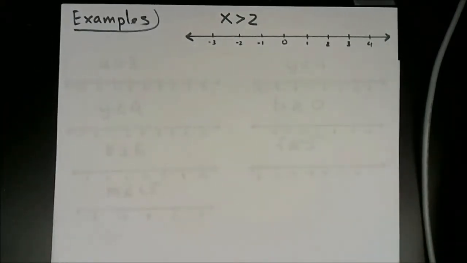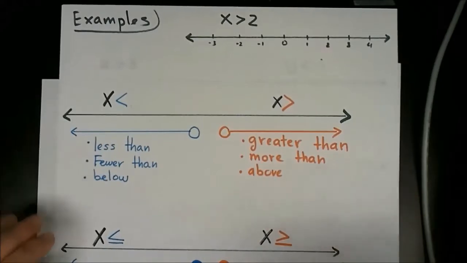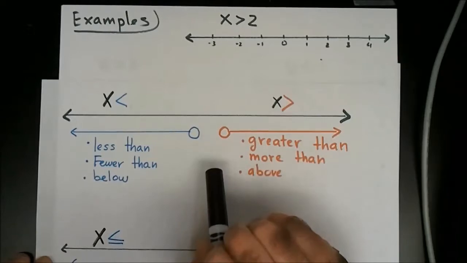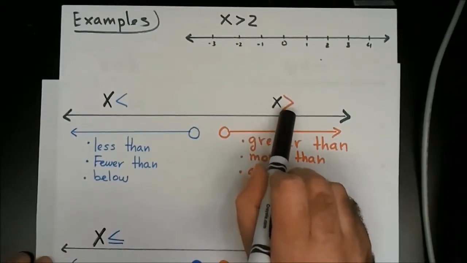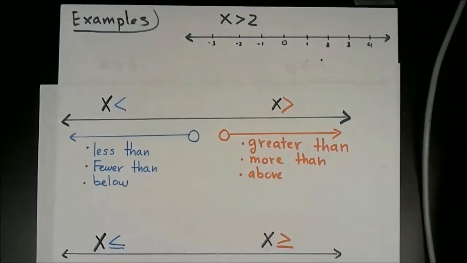Let's look at some very simple examples. Here we have an inequality. X is greater than 2. That's a simple inequality, about as simple as they get. Now I'm going to bring this chart back real quick. Remember when I said when the variable faces the larger point of the alligator symbol? So here that X is facing the larger alligator symbol.